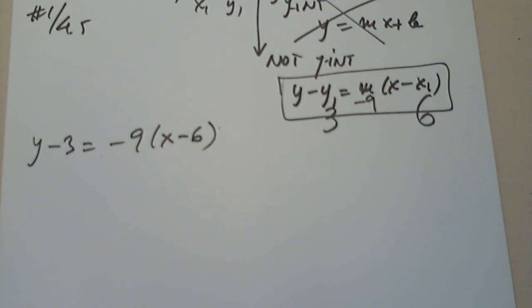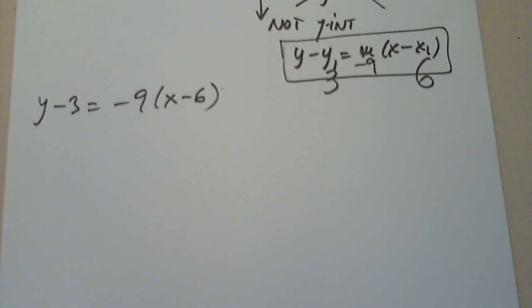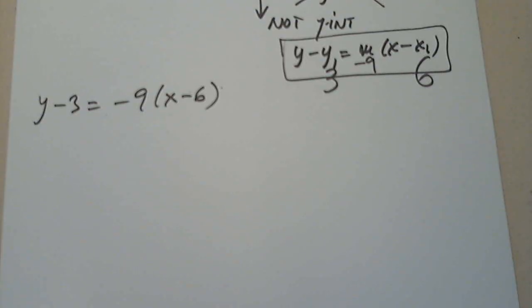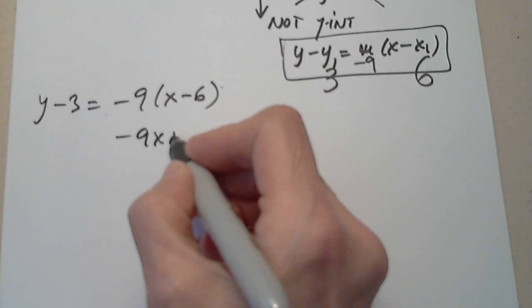However, I wanted to solve for y. What do we need to do to solve for y? There is an initial step that we need. We need to perform that step first, and then we'll continue. What is the step I'm talking about? Getting rid of the parentheses. Yes, distribute, in other words, negative 9x plus 54.